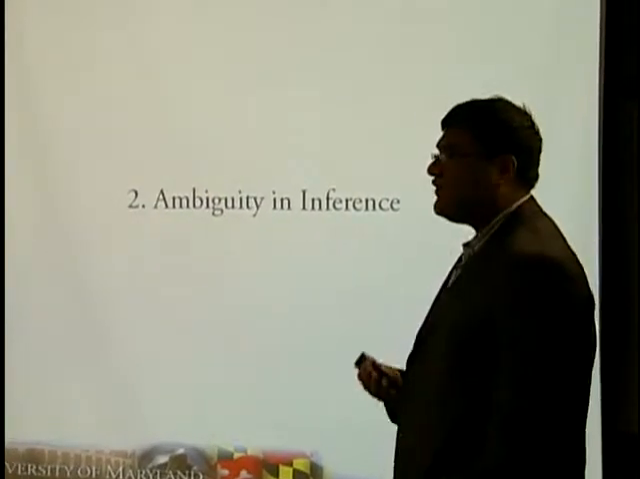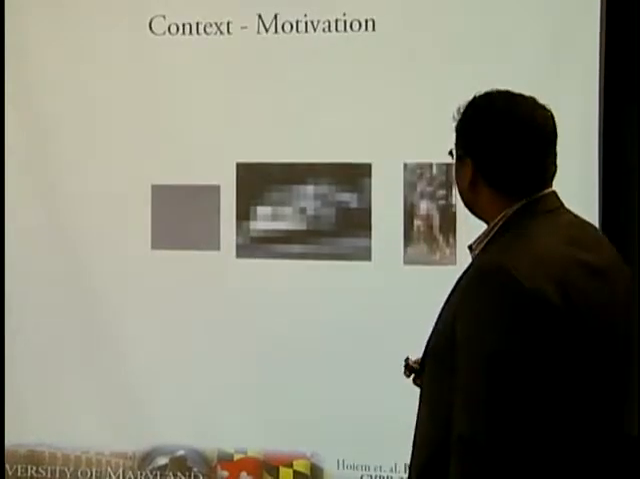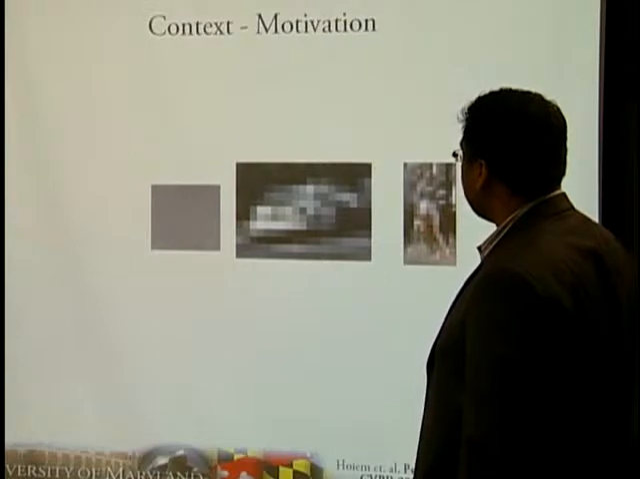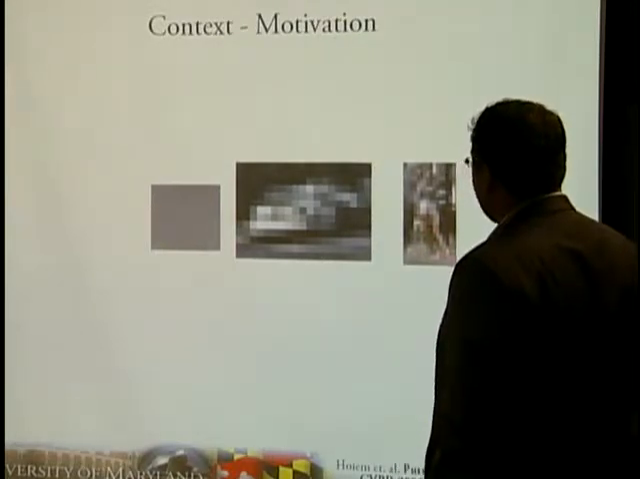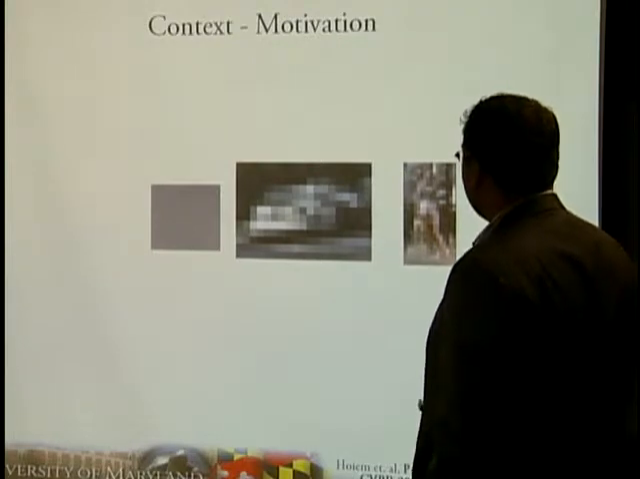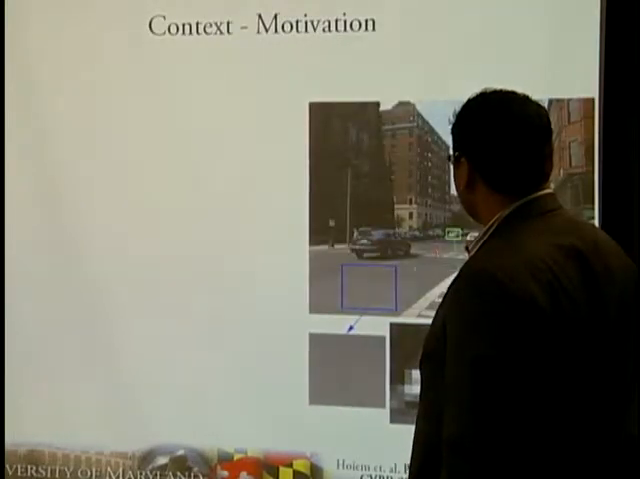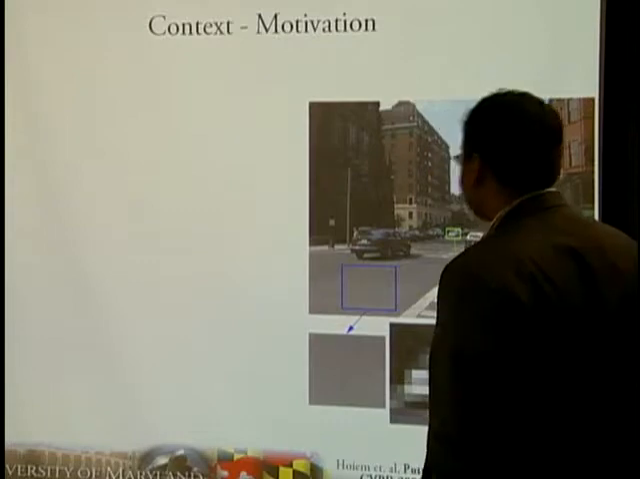One of the other reasons for low recognition rate is the ambiguity in inference itself. If you remember, we were sampling windows like these and trying to classify each of the windows as belonging to one of the object categories. However, as you can see, this is a hard problem. But when you put these windows in the context of the whole image, you can easily say that this window is a road, this window is a car, and this window is a pedestrian.